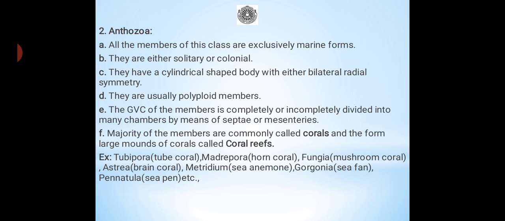Examples: Tubipora, commonly known as tube coral; Madrepora, commonly known as horn coral; Fungia, also called mushroom coral; Astrea, commonly known as brain coral; Metridium, commonly known as sea anemone; and Gorgonia, commonly known as sea fan; and Pennatula, commonly known as sea pen, and other examples.